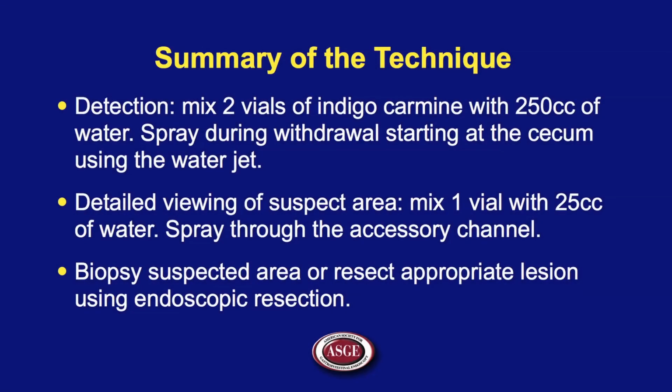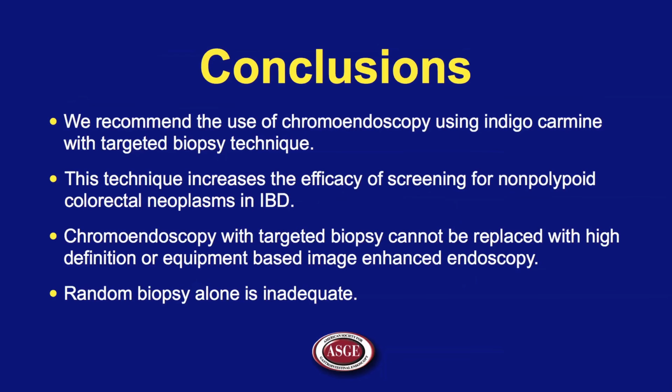Here is the summary of the technique. Starting at the cecum, spray dilute indigo carmine through the water jet during withdrawal. Dilute indigo carmine is made by mixing 2 vials of indigo carmine with 250 cc's of water. To view in detail a suspect area, spray through the accessory channel a mixture of 1 vial of indigo carmine with 25 cc's of water. Lastly, biopsy suspected areas or resect appropriate lesions using endoscopic resection.